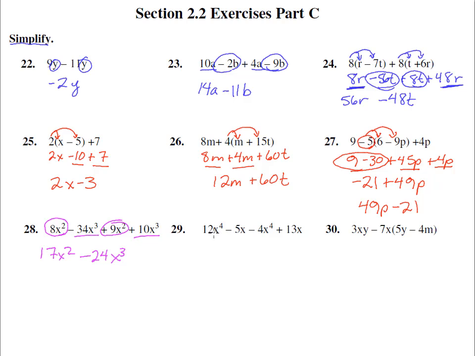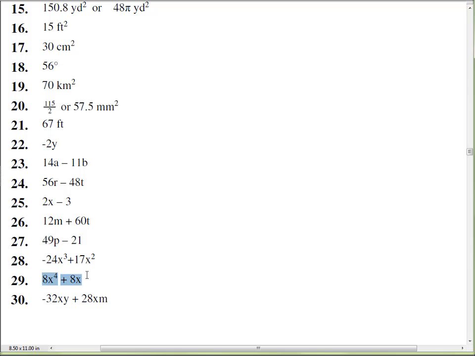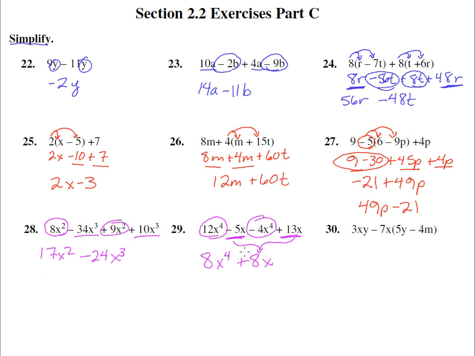Number 29. Let's see if we can find all the x to the fourths. We have 12 of them minus 4 of them gives us 8 of those x to the fourths. And then a negative 5x and a plus 13x. Those two go together and give us plus 8x. Let's draw little arrows so you can see that those two went together there. 8x to the fourth plus 8x. Let's check our answer. Yes, indeed it's correct.